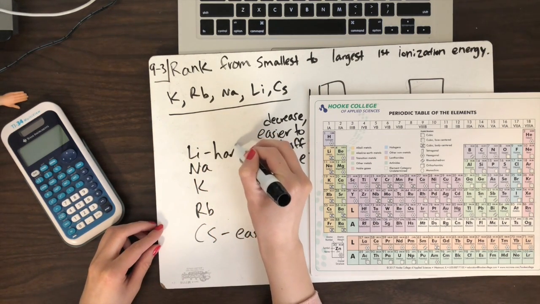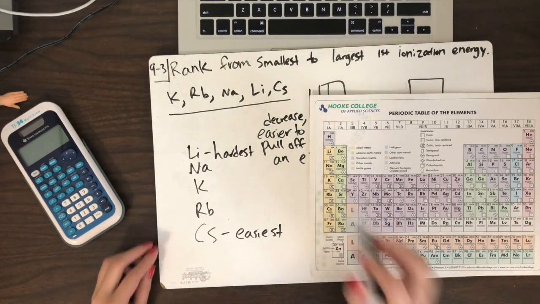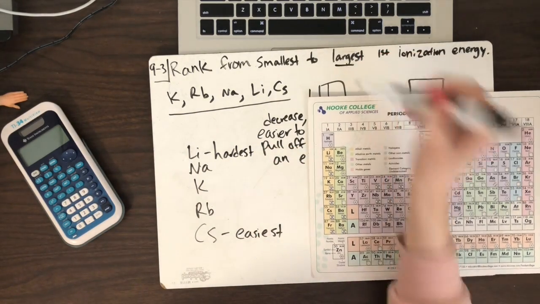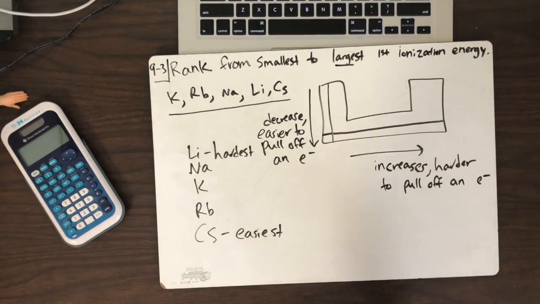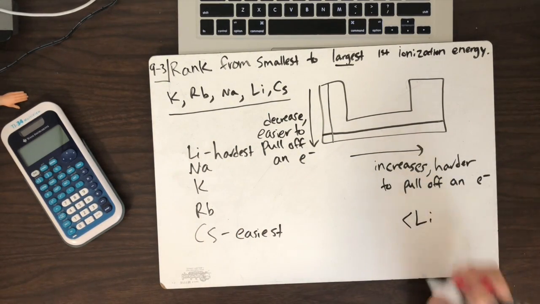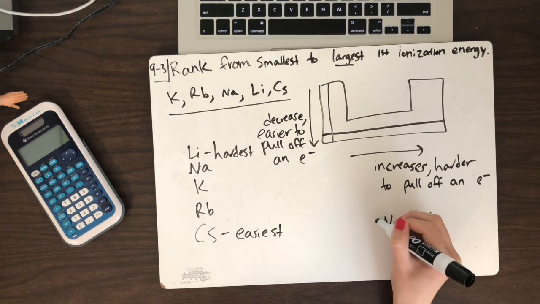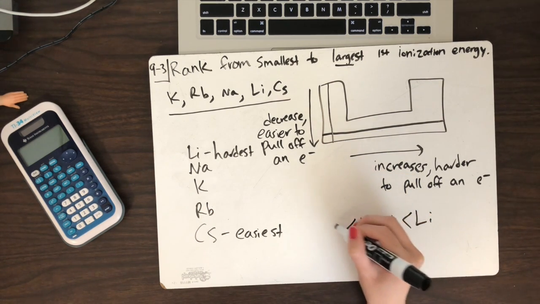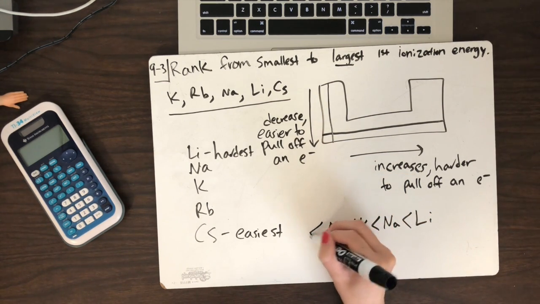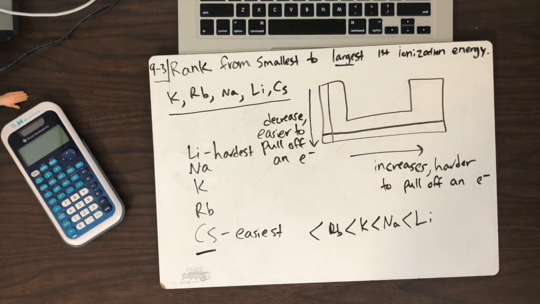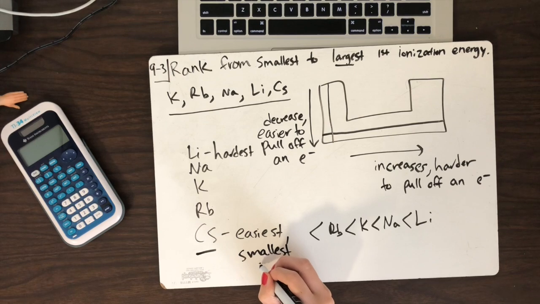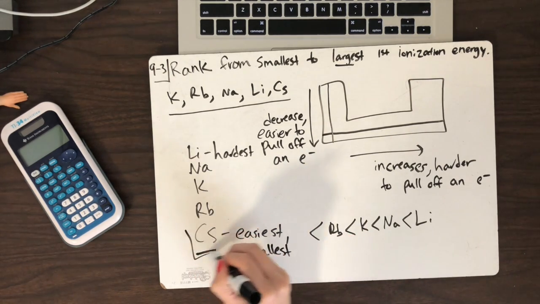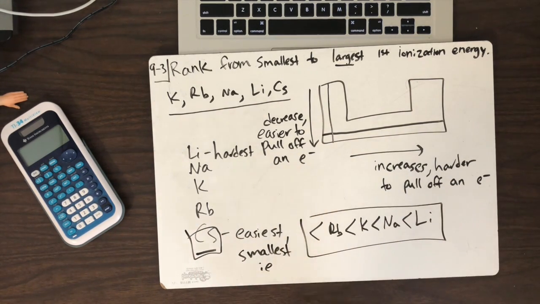So Li, it's the hardest to remove an electron. So that's going to be the largest ionization energy. So you would do Li is the largest energy, and then just kind of put them in order that you found them. And then Cs is going to be the easiest, so that's the smallest ionization energy. And that's going to be our first series.